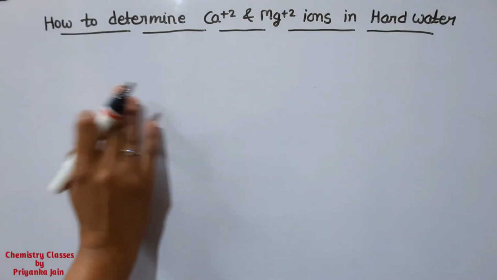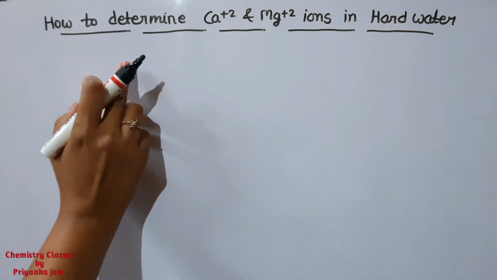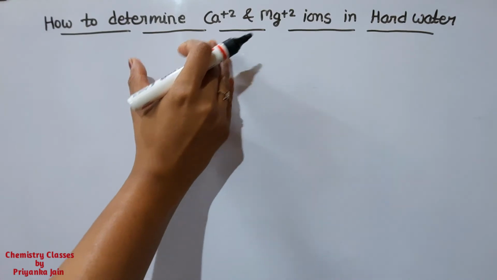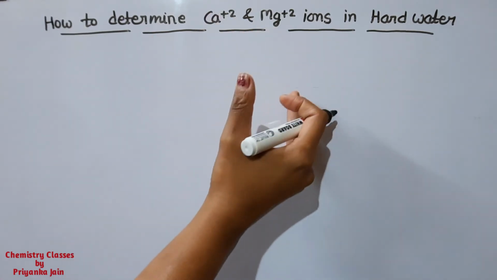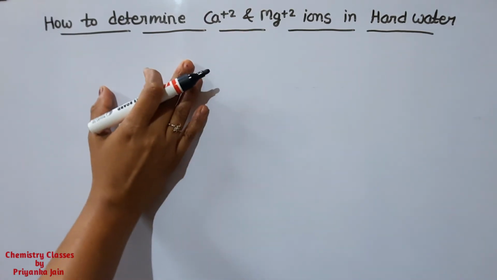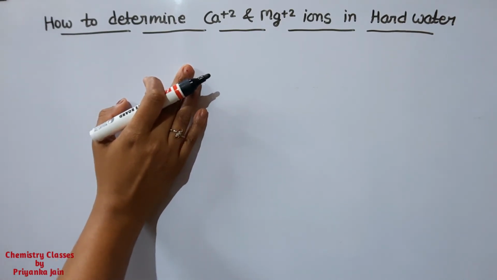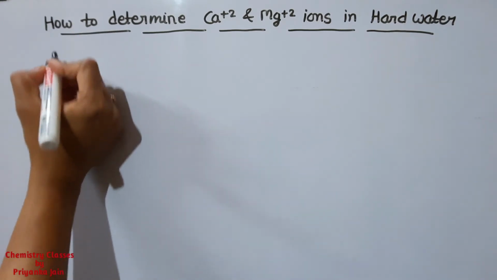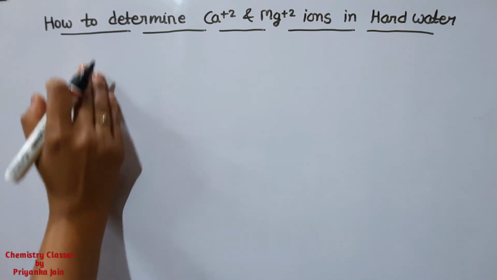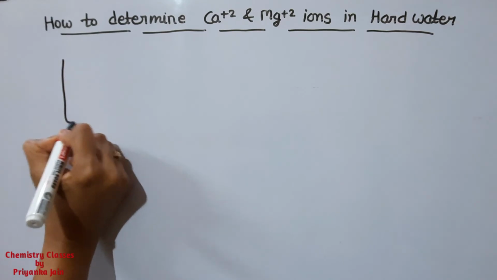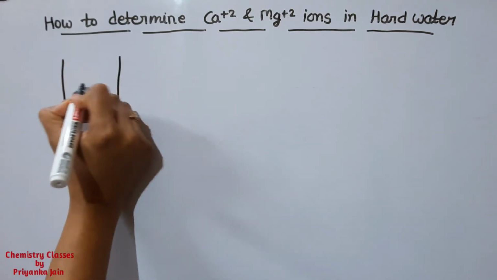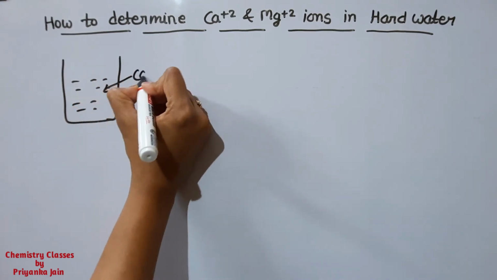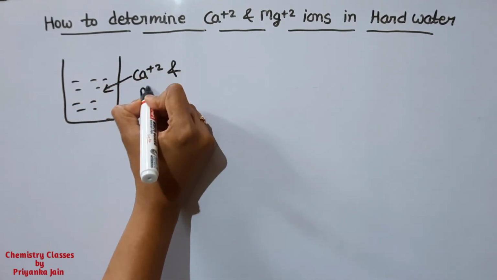Now we can understand this whole process with the help of one example: how to determine the concentration of calcium and magnesium ions present in hard water. For this, firstly we have to remove the magnesium ions. Suppose we are given a solution in which there are Ca2+ and Mg2+ ions.